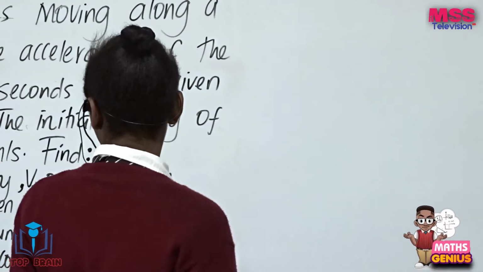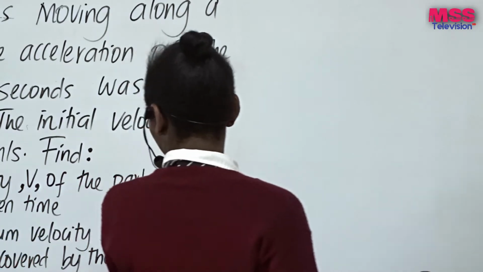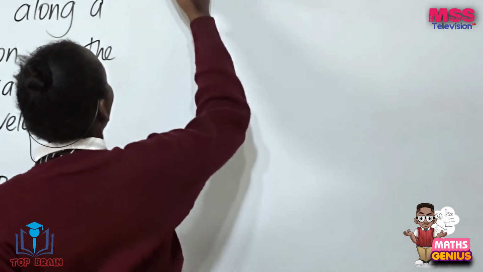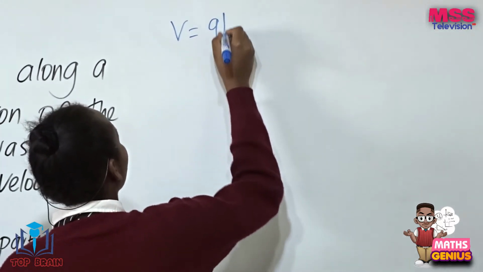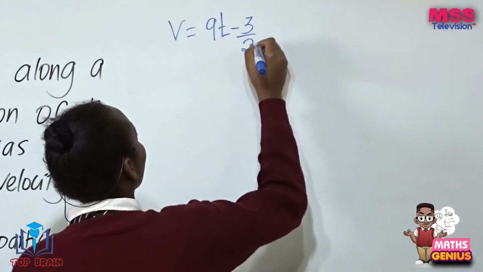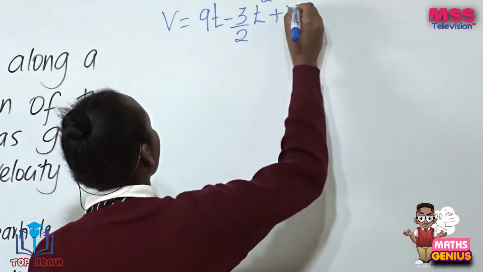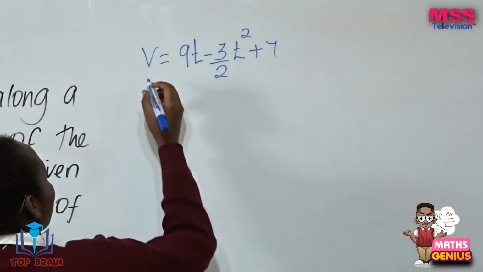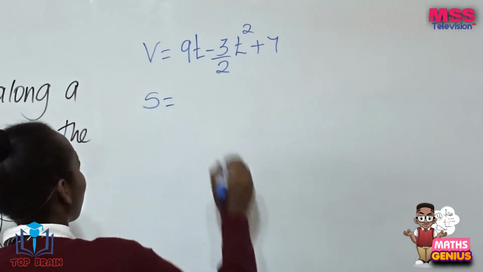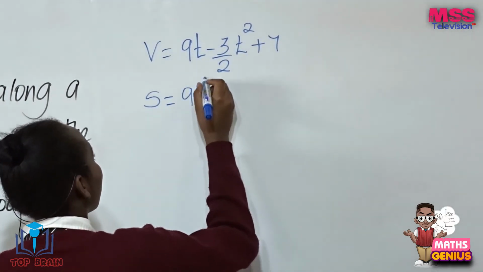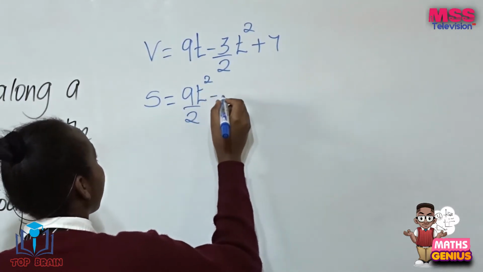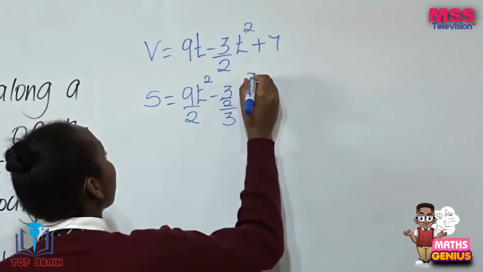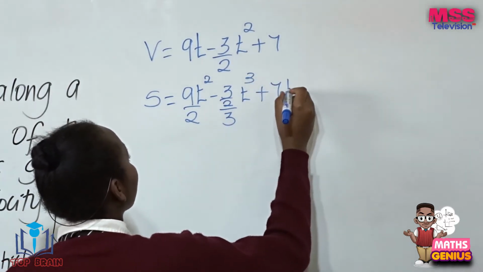And on to part C, we are required to find the distance covered by the particle by the time it attained maximum velocity. We know that velocity is equal to 9t minus 3 over 2 t squared plus 7. And we know that when you want to find the distance, you integrate the velocity. So the distance is equal to 9t squared divided by 2, minus 3/2 divided by 3 t cubed, plus 7t.